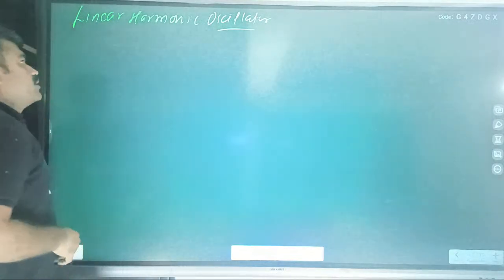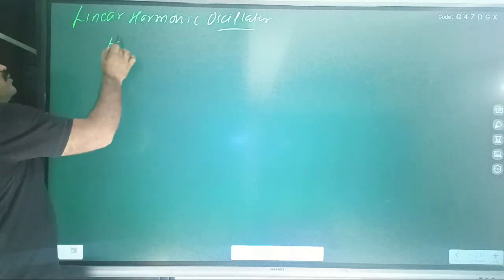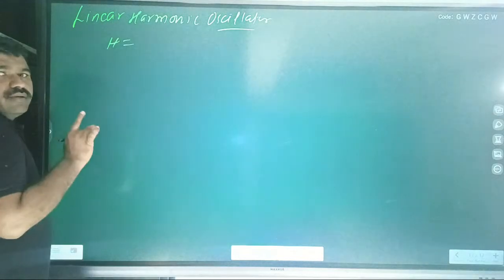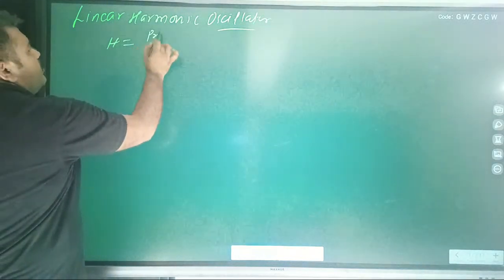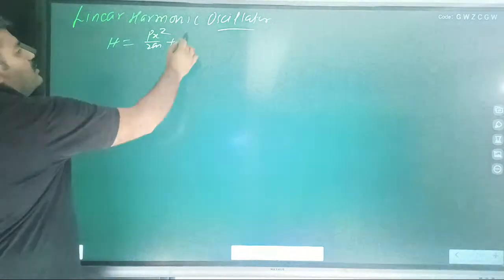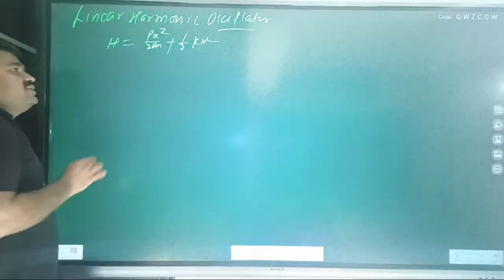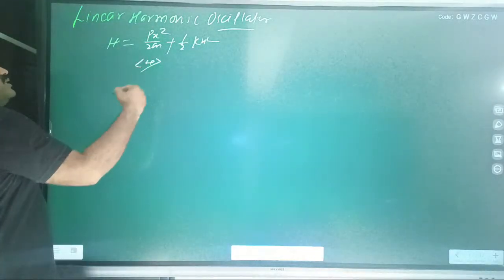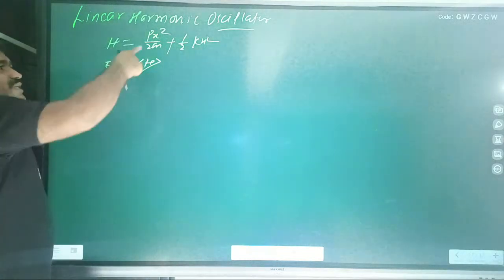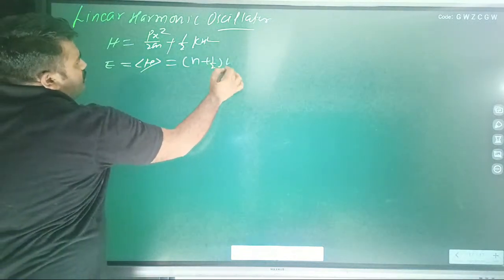Now consider the linear harmonic oscillator. What is the energy for this case, or what is the Hamiltonian for this case? This is a 1D system; linear means 1D. What is the energy? Px square upon 2m is the kinetic energy. And what is the potential energy? Potential energy is 1 half kx square. For quantum, always memorize the expression of the Hamiltonian. This is nothing but the energy, and we get (n plus 1 by 2) h cross omega.